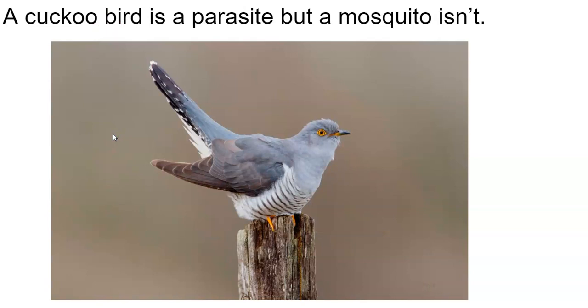A cuckoo bird is a parasite, but a mosquito isn't. Yeah, so why? The cuckoo bird is a special kind of parasite. It's called a brood parasite. And this bird lays its egg in the nest of another bird. That other bird hatches the cuckoo's chick. It feeds the chick. It treats it like its own.